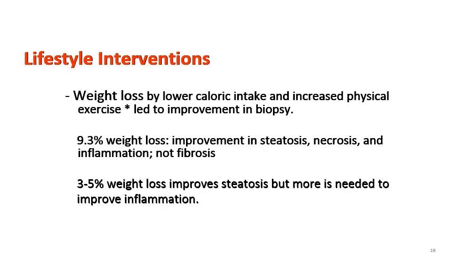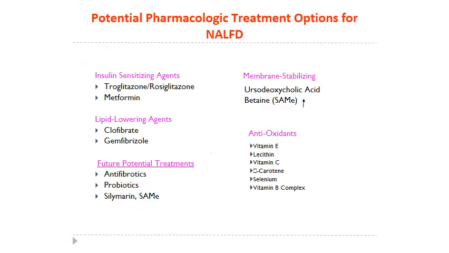Therefore, lifestyle modification is very important, with weight loss by lower caloric intake and increased physical exercise. 9.3% weight loss causes improvement in steatosis, necrosis, and inflammation, but not fibrosis, while 3 to 5% of weight loss improves steatosis, but more is needed to improve inflammation.